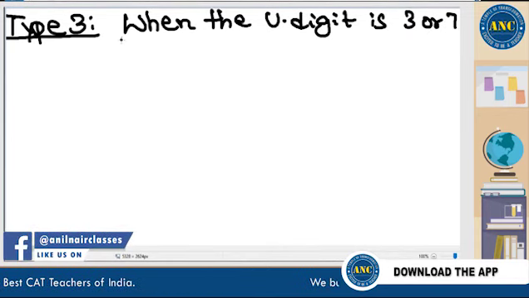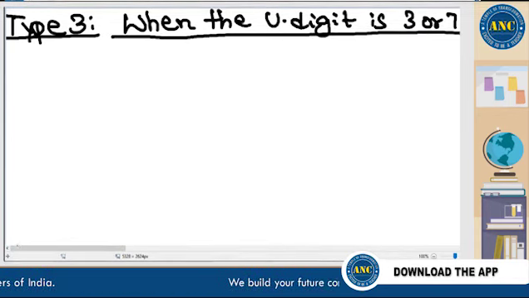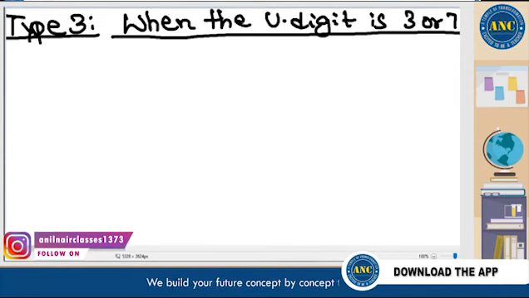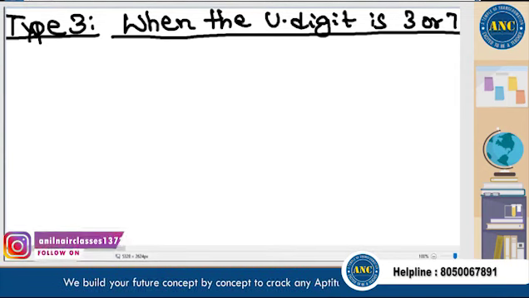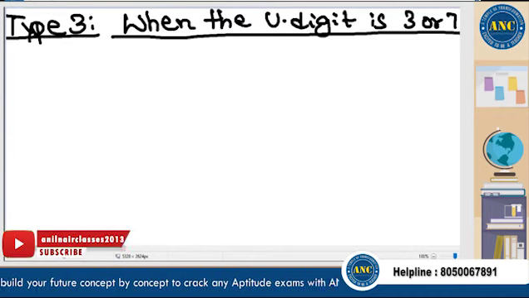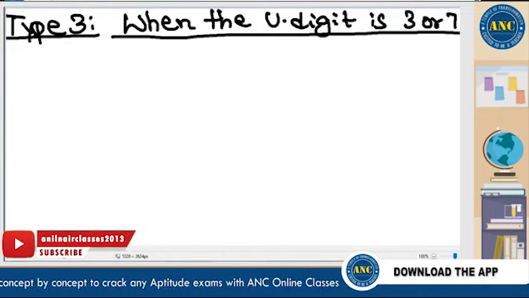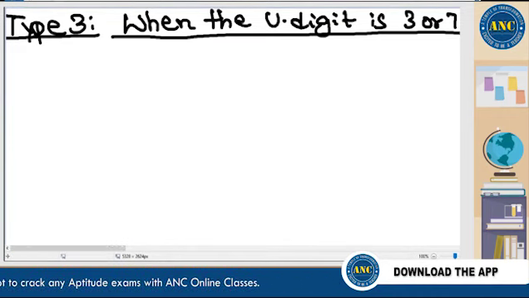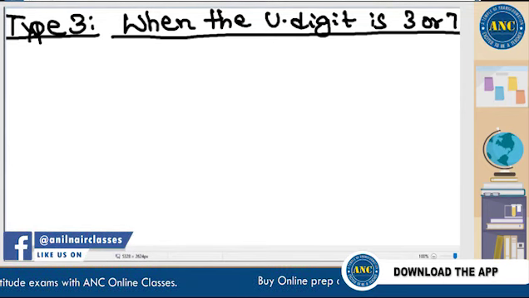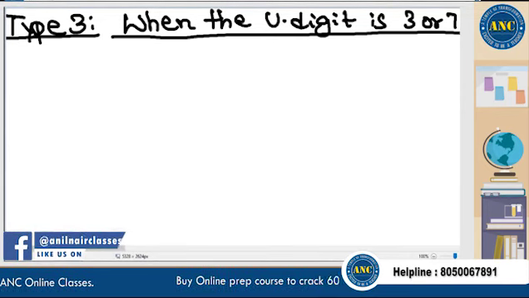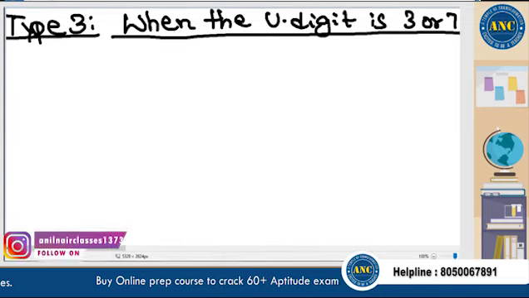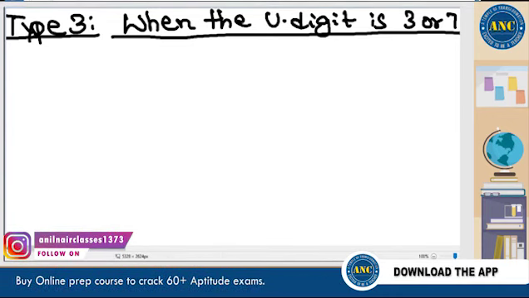Why 3 or 7? Because 3 square has unit digit 9 and we know how to solve it for 9. 7 square unit digit is also 9. Again we know how to solve it for 9. I hope everyone is clear till here. Please comment in the live chat, because I have been continuously teaching for the last 5 minutes. I want to understand, before I start solving type 3 questions, whether it is clear till here for you.